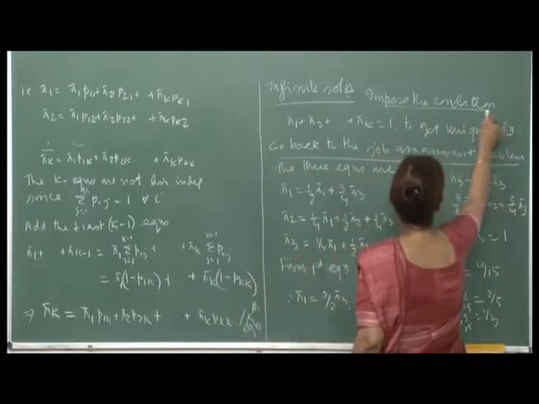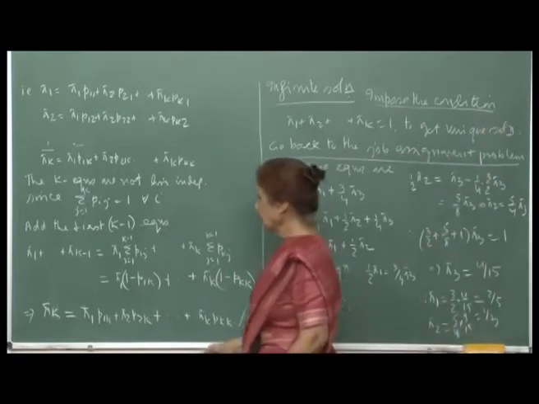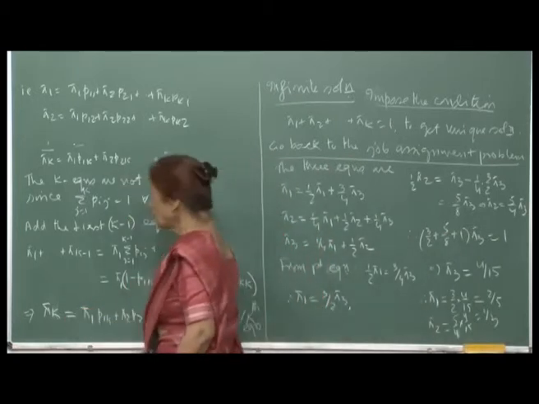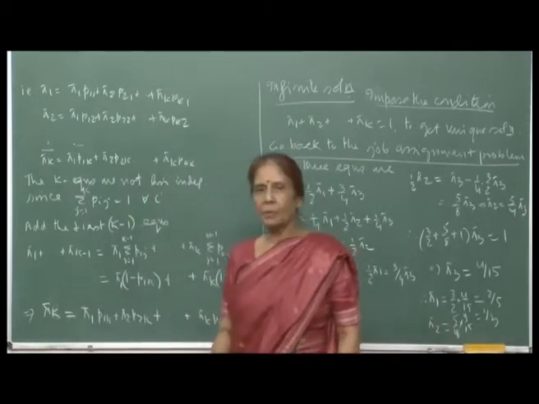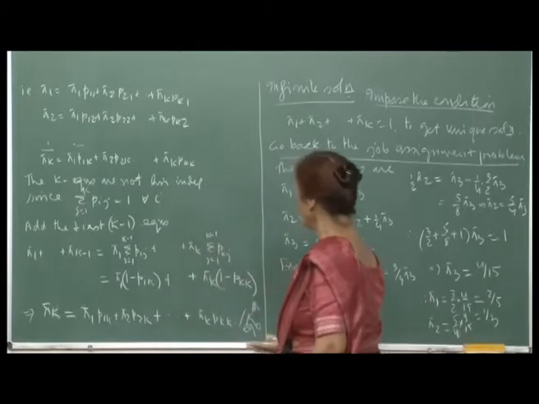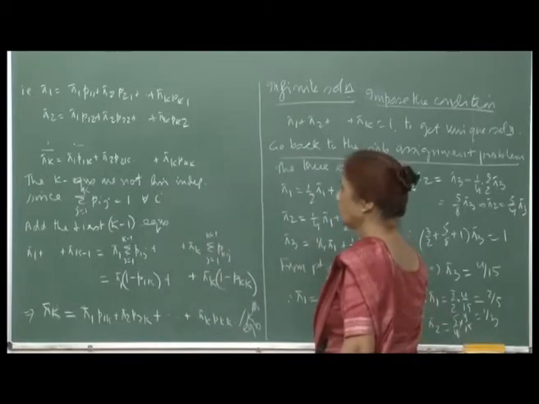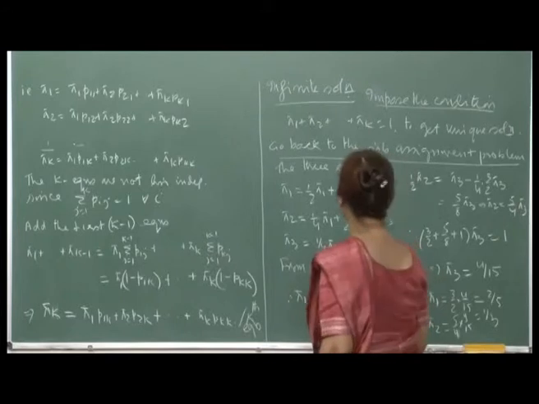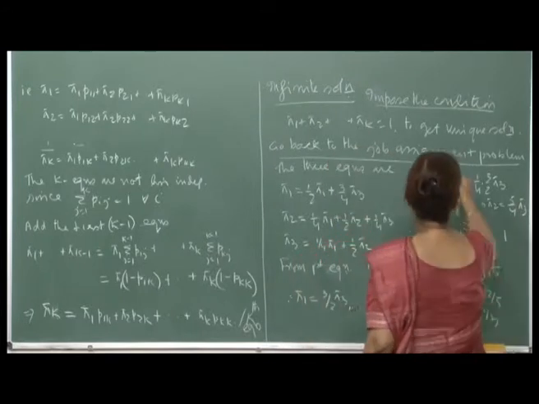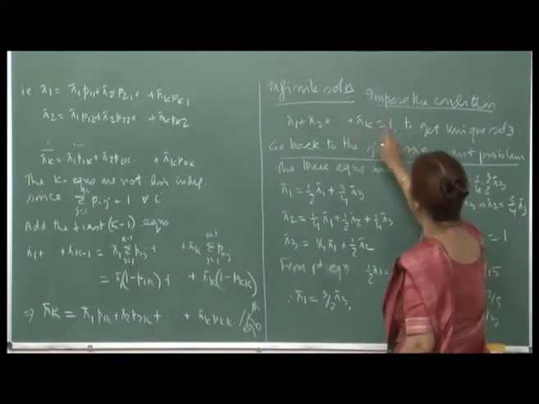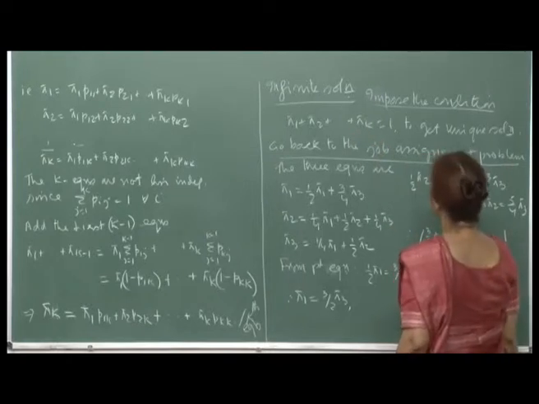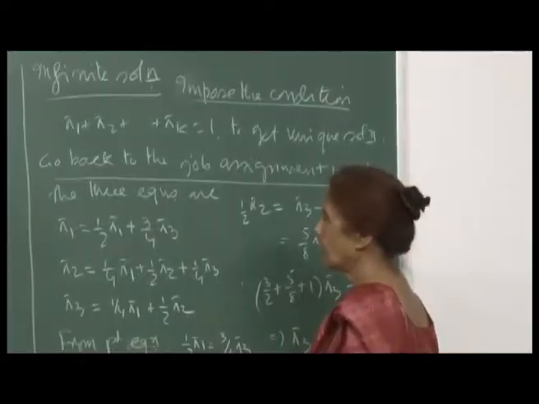But since we are looking for these steady state probabilities, they must add up to 1. Pi 1 plus pi 2 plus up to pi k has to be 1, because the system will be occupying one of the states, either 1, 2, or k. So, when you impose the condition that pi 1 plus pi 2 plus up to pi k is 1, then you get a unique solution, right.